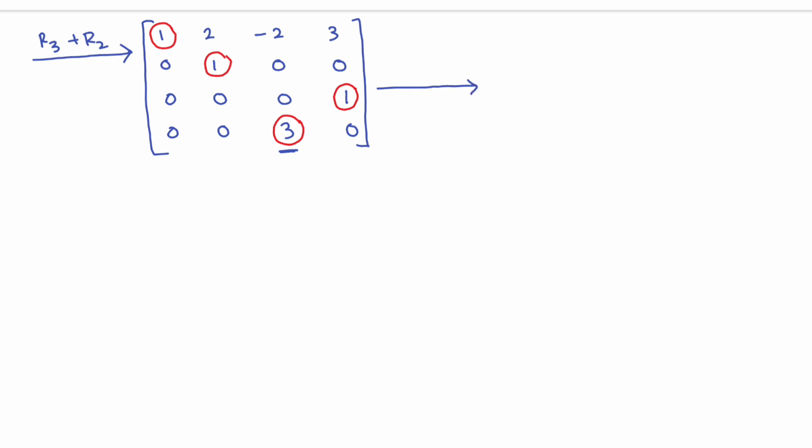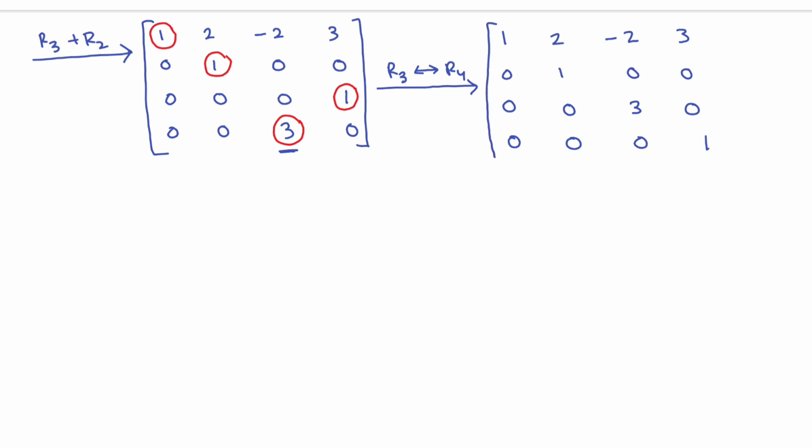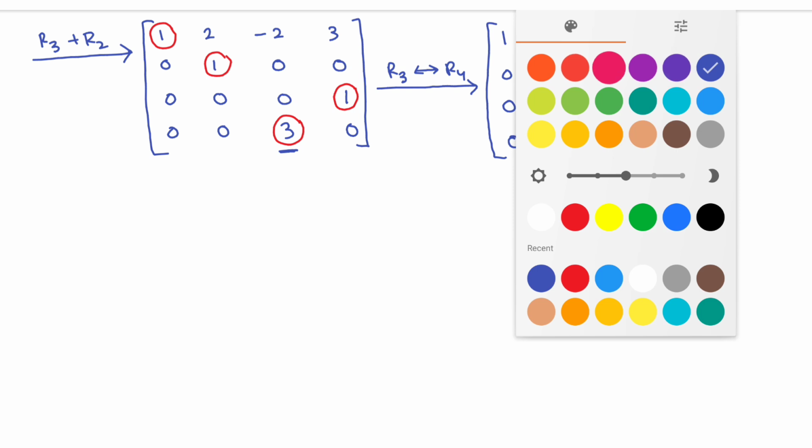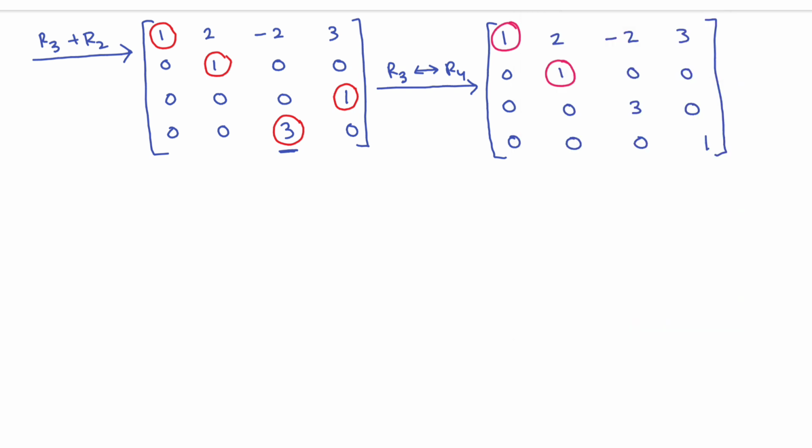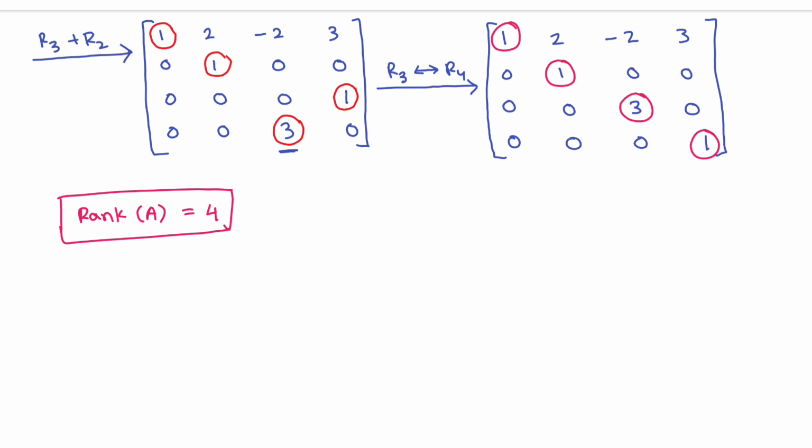From here, R3 interchange R4, so we are getting 1 2 -2 3, 0 1 0 0, 0 0 3 0, and the last one 0 0 0 1. Now it's completely in row echelon form. Which ones are the pivot elements? These: 1, 1, 3 and 1. So this is in row echelon form. This is our B matrix. And what is the rank of this matrix? Rank means number of pivot elements. So rank of A is equal to 4. Clear?